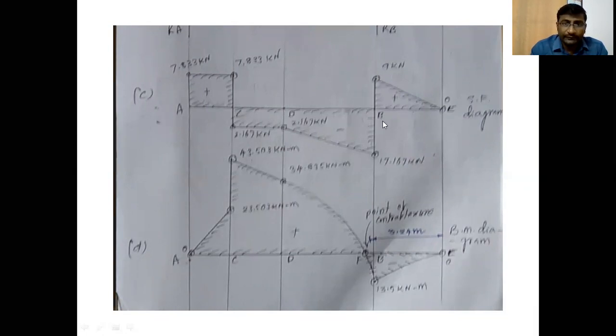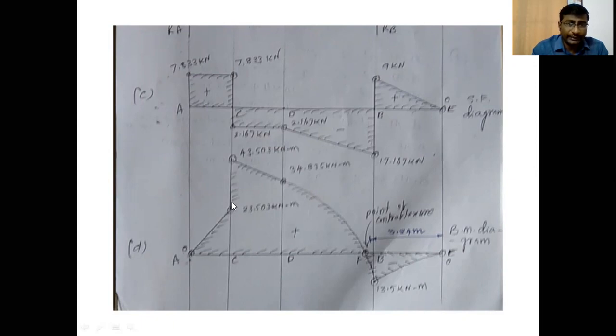Wherever inclined lines occur on the shear force diagram, we get a parabolic curve on the bending moment diagram. Wherever there is a horizontal line on the shear force diagram, we get an inclined straight line on the bending moment diagram, between C and D and between A and C. So join 34.835 and 43.503 by a straight inclined line, not parabolic. It suddenly changes from 43 to 23.503 by a vertical line, and also join 23.503 and 0 by an inclined straight line.